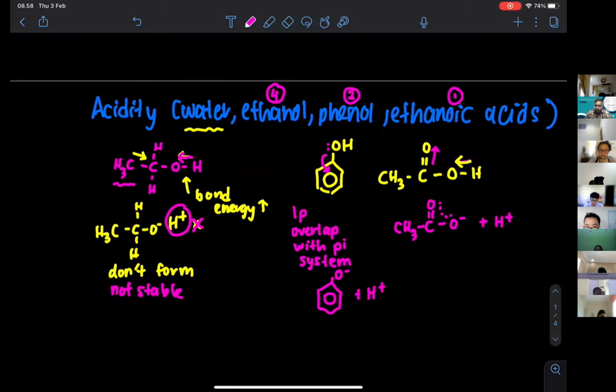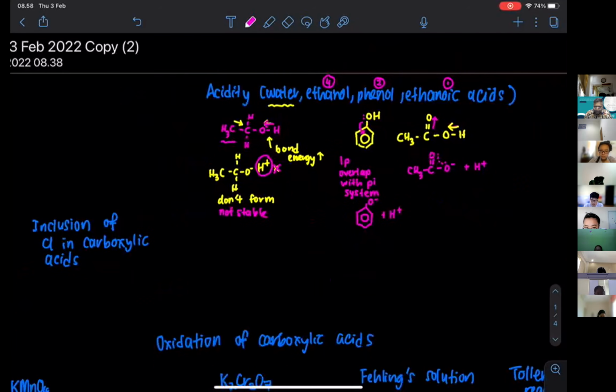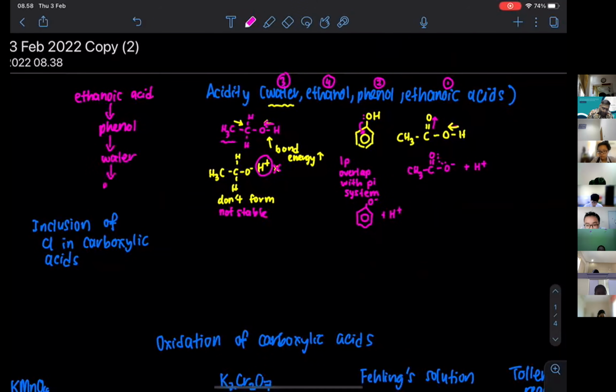So if I want to put in comparison, from the highest acidity to the lowest acidity, the highest acidity is going to be ethanoic acid, followed by phenol, followed by water, and finally followed by ethanol. So you need to learn about this.